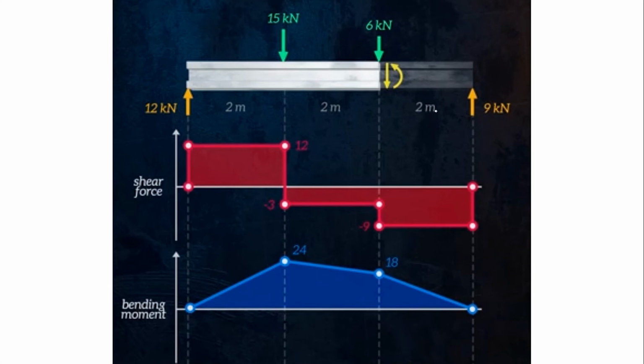If you analyze this, there is no force here, right? There is no force here. So this will just go straight up to the last. And this one is sloping downward until it reaches the last, on the right side. So this is our shear and bending moment diagram.